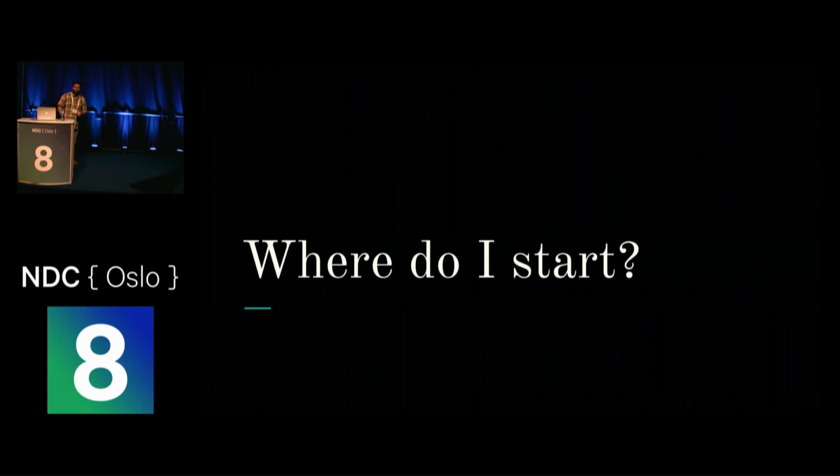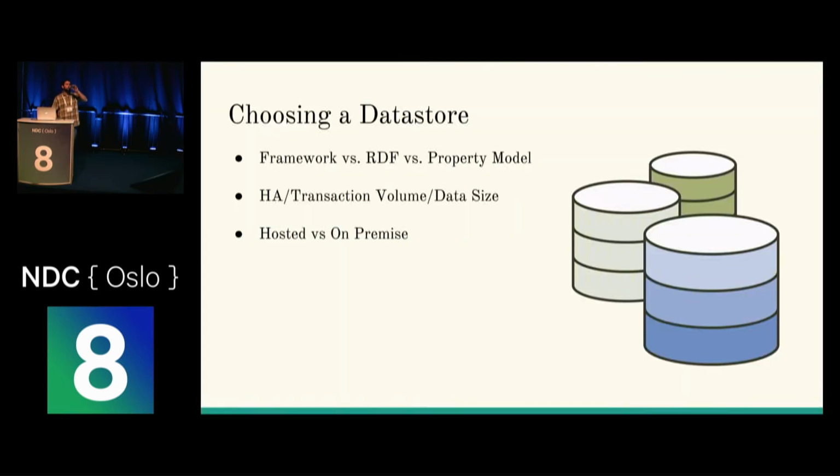So now that you know a bit about the use cases for graph databases and a bit about what you may and may not want to do with them, where do you start? Well, the logical place to start is choosing your data store. This is where you have to make an initial decision. Is your problem an RDF problem? Is it a labeled property graph problem? What sort of high availability requirements do you have? What sort of transaction volume do you have? What sort of data size are you dealing with?